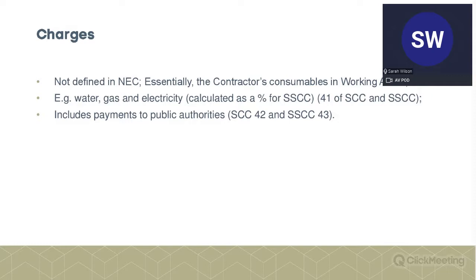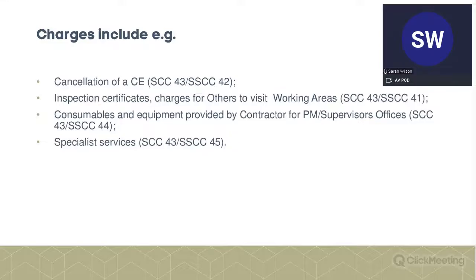Third bullet point, it also includes any payment to public authorities. So these are these kind of third-party charges, I suppose, third-party costs that are payable.